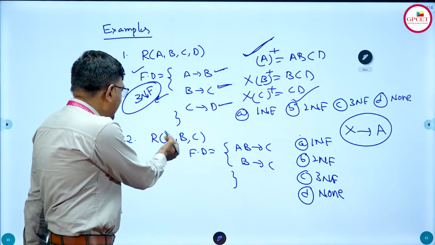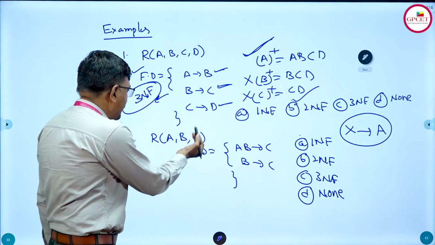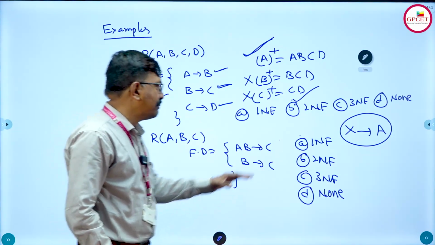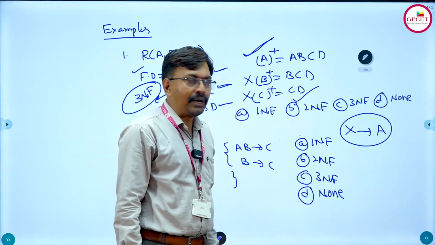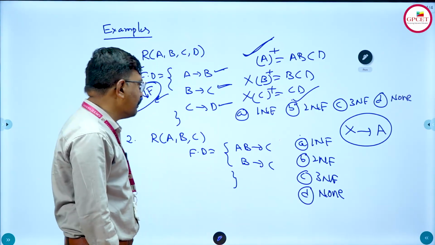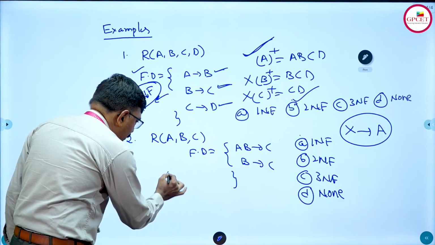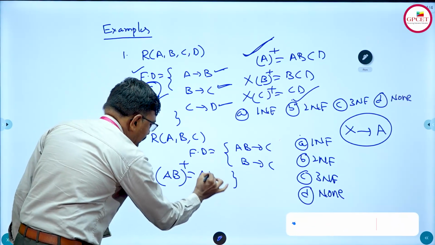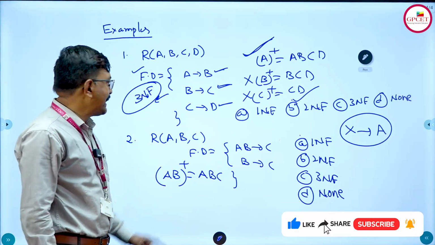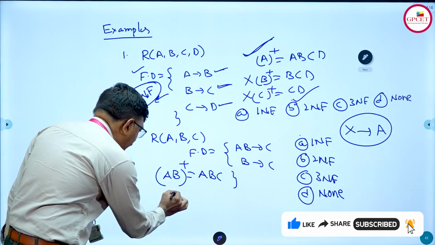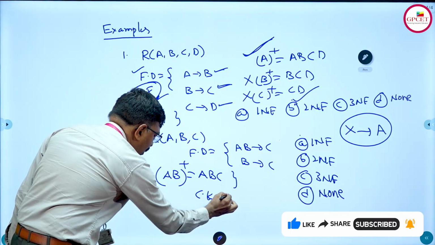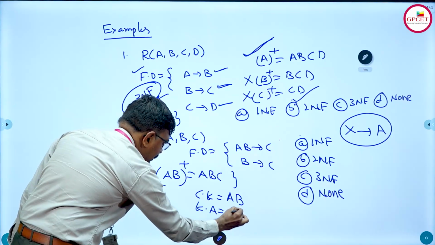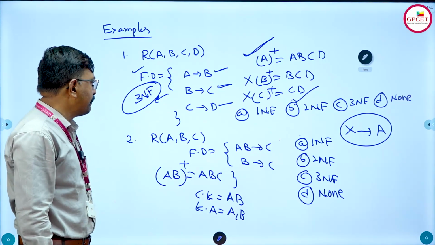Second part. R(A, B, C), functional dependencies AB → C, B → C. What normal form is it? Is it first normal form? Second normal form? Third normal form? None of the above? Observe here, what is the first step? Closure. We find the key. AB closure: A, B, C. We can get the original relation, so that is a candidate key. Candidate key equals AB. Key attributes, or prime attributes, equal A, B.